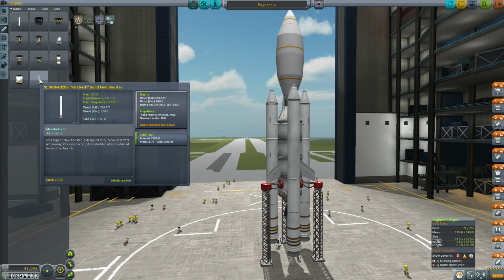Basically, this stage is going to be an atmospheric stage, so the value we're looking for is thrust ASL. It's in kilonewtons, 599.474 kilonewtons, or we'll just call it 599. That's per engine, and we've got 3 of them. So 599 times 3 is 1,797 kilonewtons. That's the total thrust of these combined.